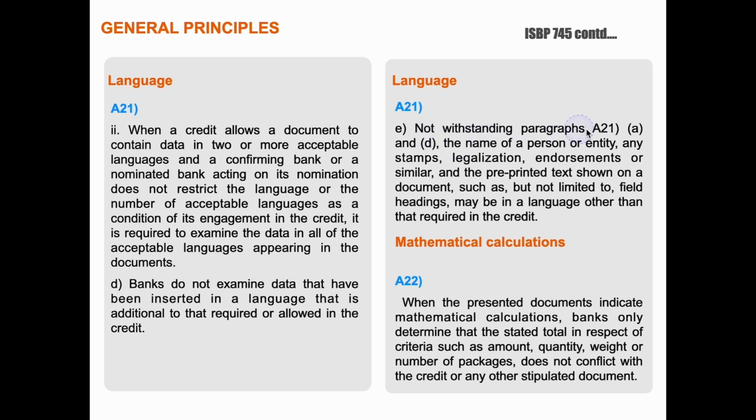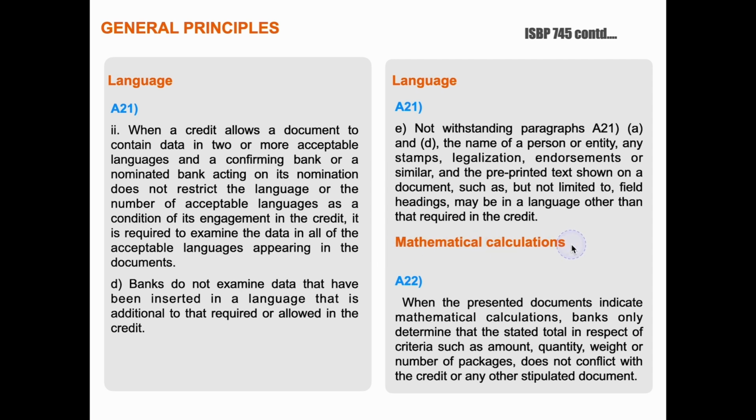Next one is notwithstanding paragraphs A21A and D, the name of a person or entity, any stamps, legalization, endorsements or similar, and the pre-printed text shown on a document such as but not limited to field headings may be in a language other than that required in the credit. This we have discussed already, because it is not at all possible to present a document in 100% English language. Let's say the language as per LC is English. Generally, a document issued by the government of a country, let's say a certificate of origin, right? It used to contain many data in their official language. For that and all, we cannot raise a discrepancy. If the data required as per our LC conditions is complied, then it's okay. The document can contain other data in any other language. That is none of our concern.